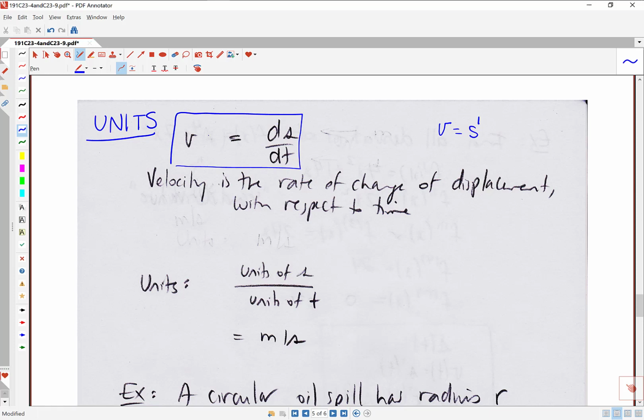This way of writing the derivative is particularly handy when you're trying to figure out what the units are going to be. Okay, so first let's just read this derivative in words. We would say velocity is the rate of change of displacement with respect to time.